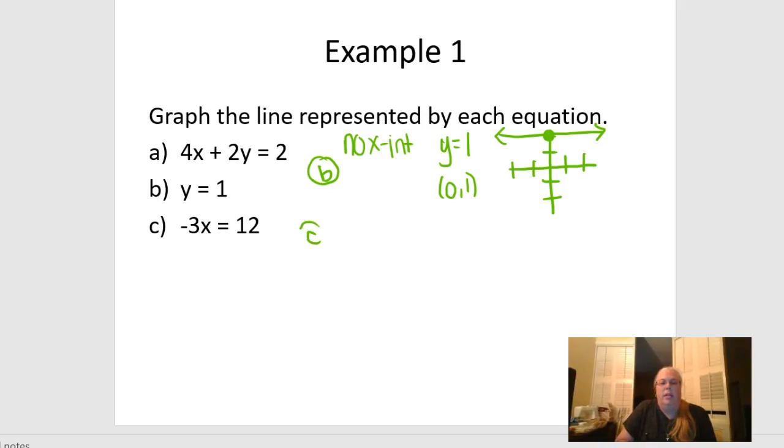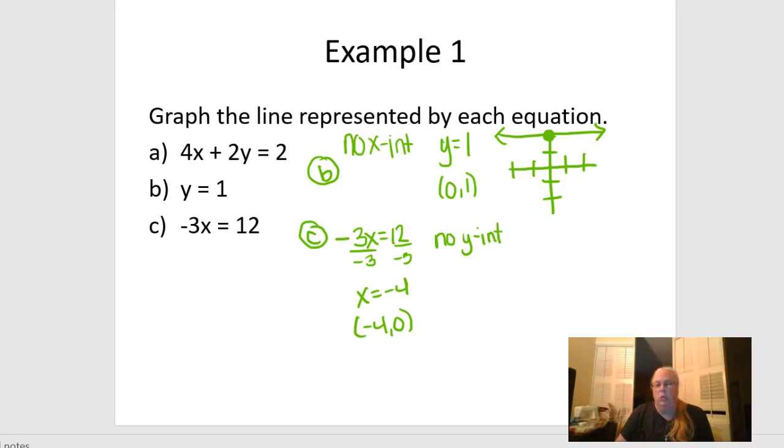Well, for part C, to find my x-intercept, I would put 0 in for y, but there is no y. So let's just solve the equation for x, which is 3x is equal to 12. We divide by -3. We have x equal to -4. That means the x-intercept happens at -4 and 0. It will have no y-intercept because there is no y term over there.